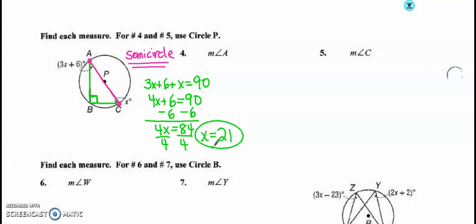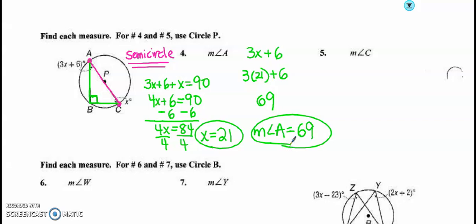So if you know that x is 21, you can just substitute it back into 3x plus 6. So 3 times 21 plus 6 gives you 69. So the measure of angle A is 69 degrees. It also asks for C. C is just x. So the measure of angle C is 21.